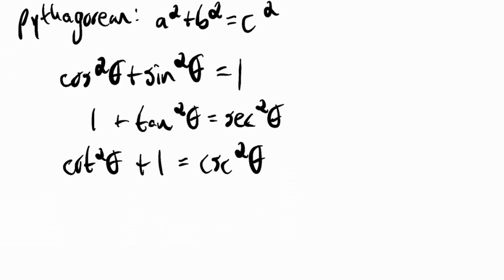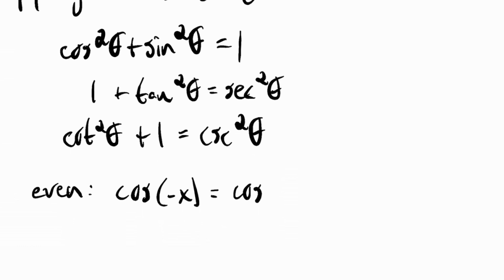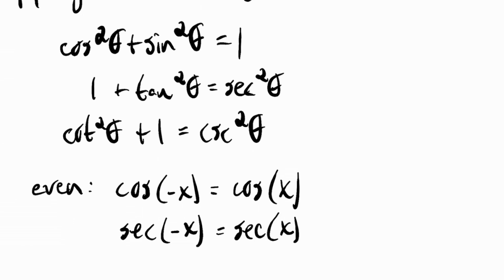So next we have the even-odd identities. When we talked about the trig functions, we defined them, we talked about domain and range, we also talked about the graphs, and we also talked about even and odd functions. So first, the identities for the even functions. Cosine of negative x is equal to cosine of x. The negative input doesn't affect the result, so cosine of 2 is the same as cosine of negative 2. Secant is also even, so secant of negative x equals secant of x. Those are the even functions.